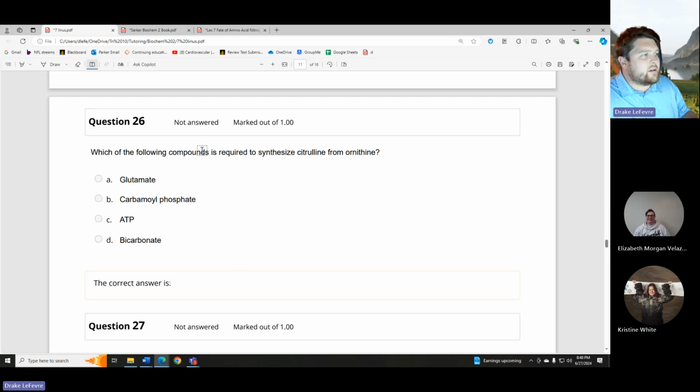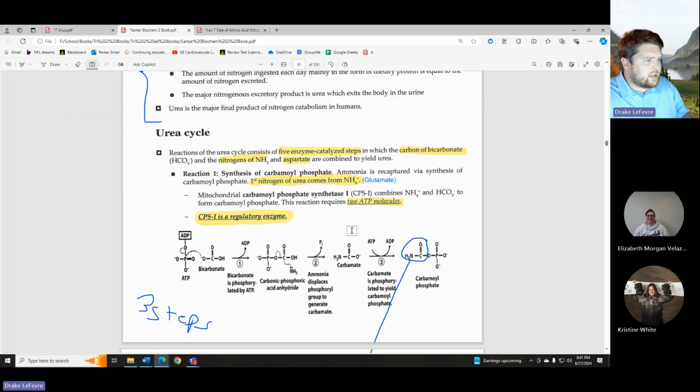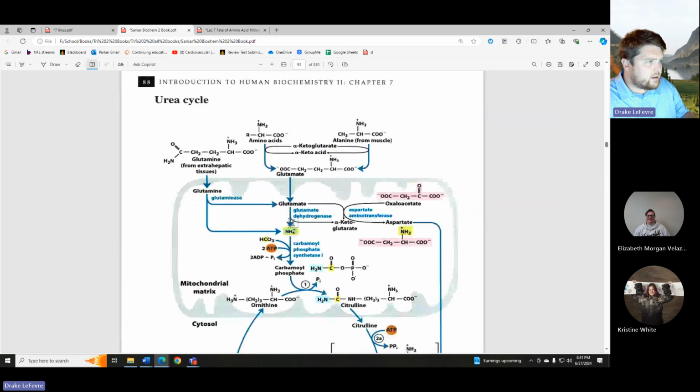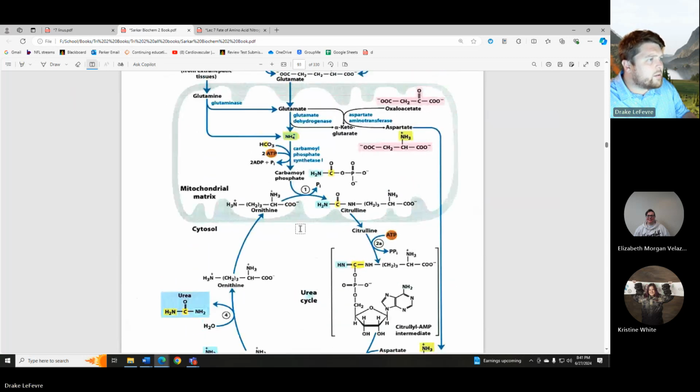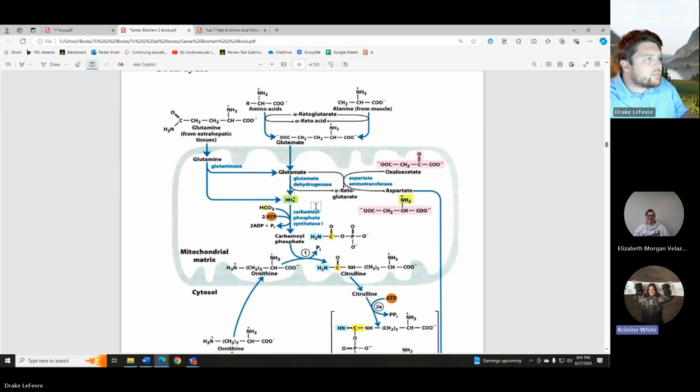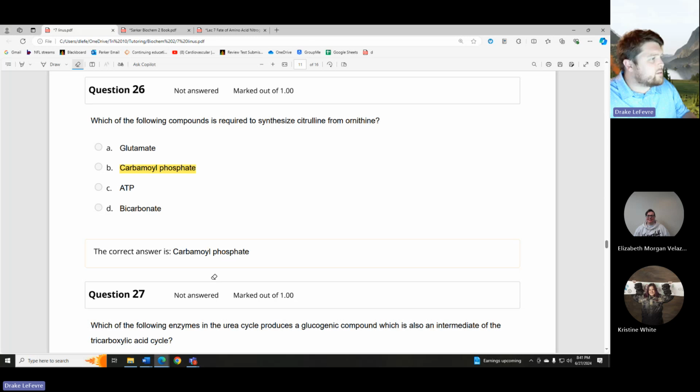Which of the following compounds is required to synthesize citrulline from ornithine? Is that the carbamoyl phosphate? Good. And what's the name of the enzyme that helps? Actually, no, never mind. It doesn't give us an enzyme. I'm assuming that there would be one. Maybe not. I don't know. Doesn't say an enzyme, so I'm not going to worry about it.